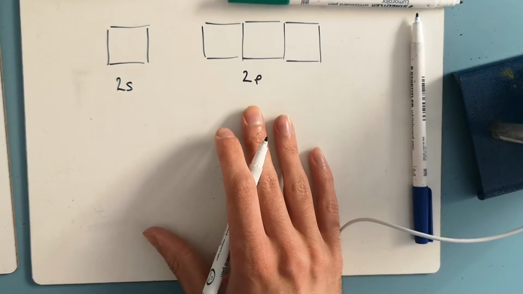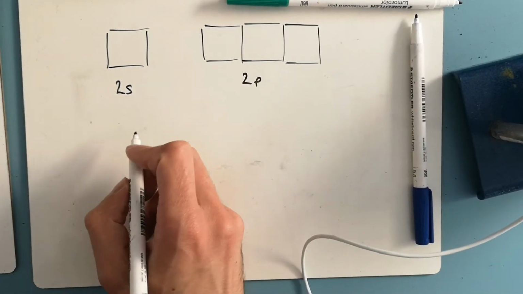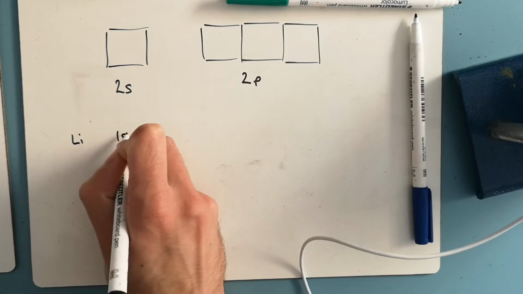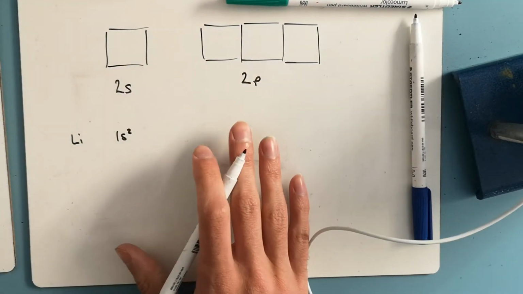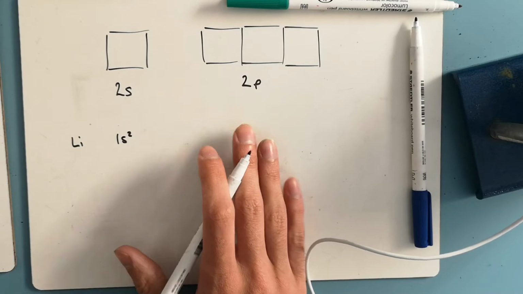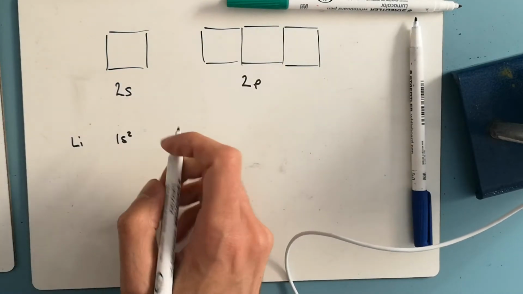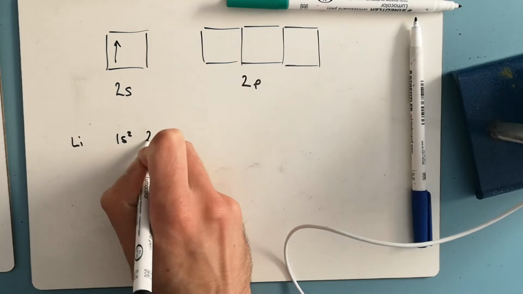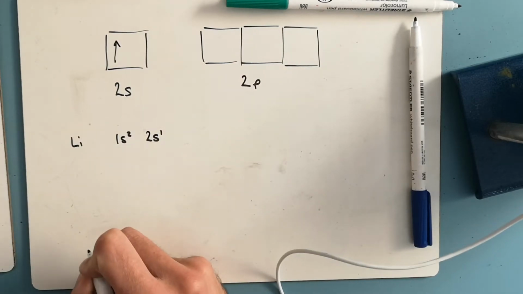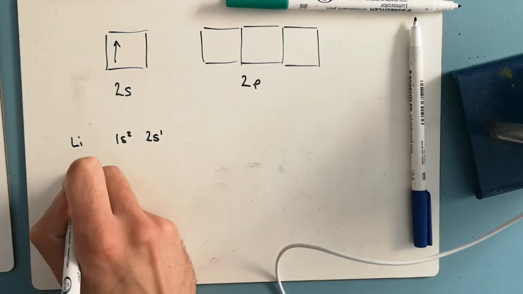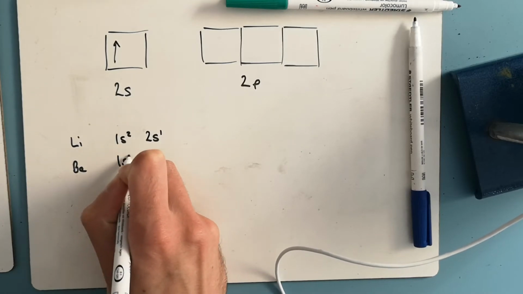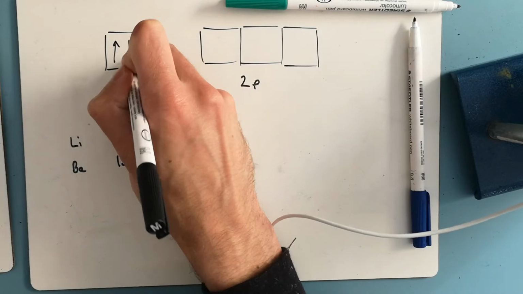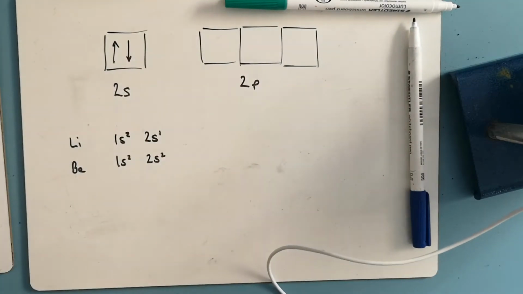So first of all, we're going to have lithium, which is going to be 1s2. That was in the previous subshell. It's the s before this period, and then its electron goes into that 2s1. Next up, beryllium, 1s2 again, and now it is going to put its second electron into there.